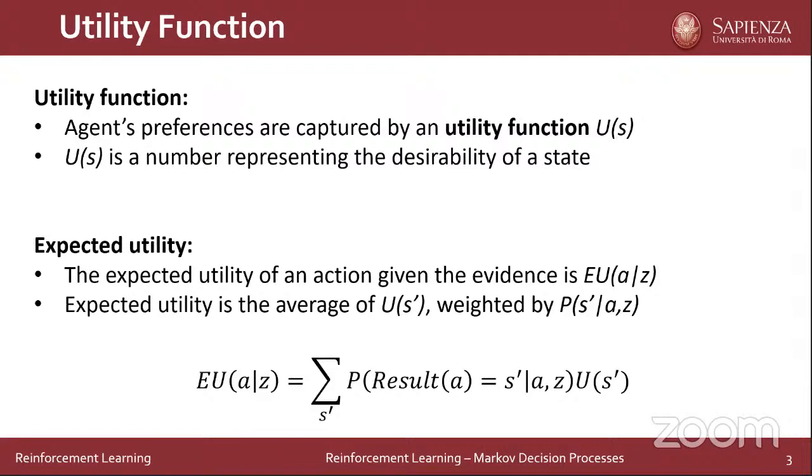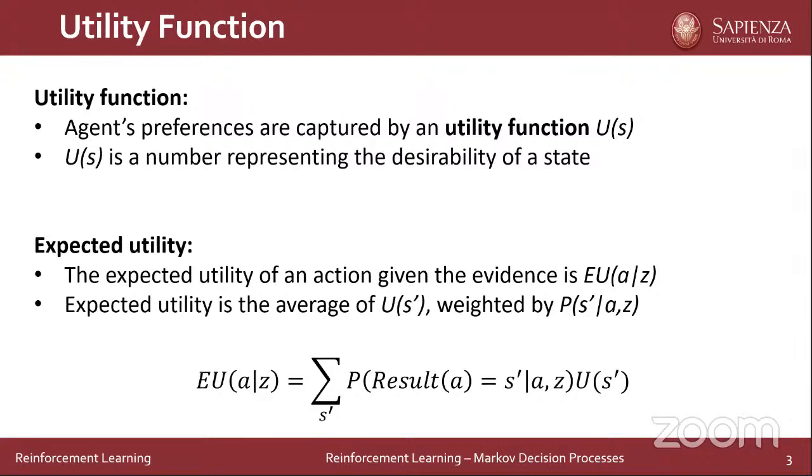The reward function expresses for the agent some information about the desirability of a certain state. But what the agent is going to do depends not only on the immediate reward, but on the preferences that the agent has. These preferences are captured by a utility function, or what more generally in reinforcement learning we call the value function. In this set of slides, I will use U and V interchangeably. So U and V are the same thing.